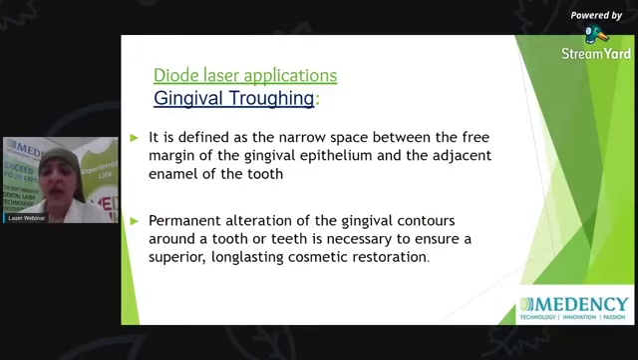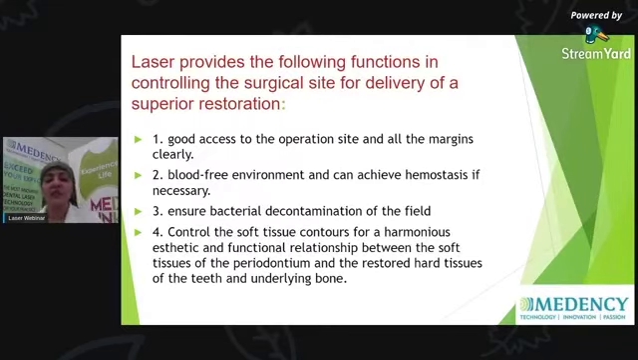Okay, gingival trophy is defined as the narrow space between the free margin of the gingival epithelium and the adjacent enamel of the tooth. Permanent alteration of the gingival contours around a tooth is necessary to ensure superior, long-lasting cosmetic restorations. Yes, we always face this kind of case: a fractured tooth, for example, where there is a cavity and there is overgrowth of gingiva inside the cavity.